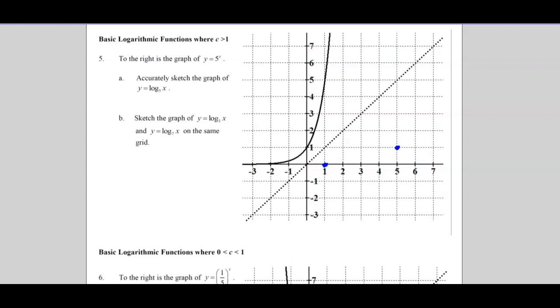Okay, then think about it for x equals -1. Then that would be 1/5. So this would be (1/5, -1). So the y value of your logarithmic function is the value of the exponent in your original.